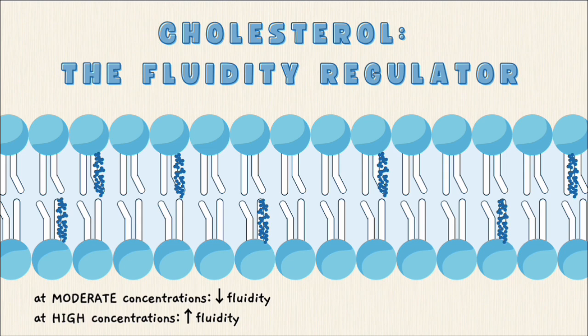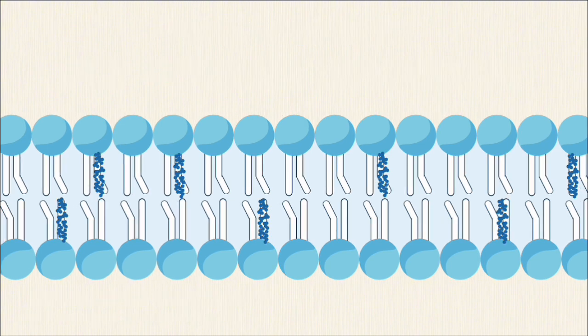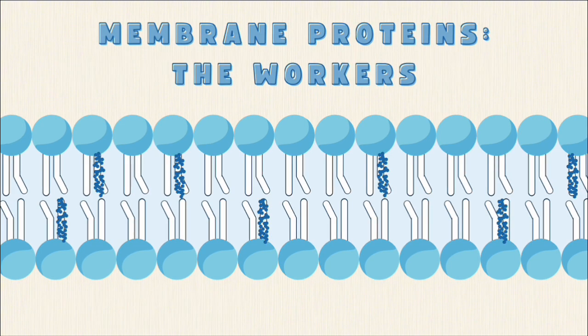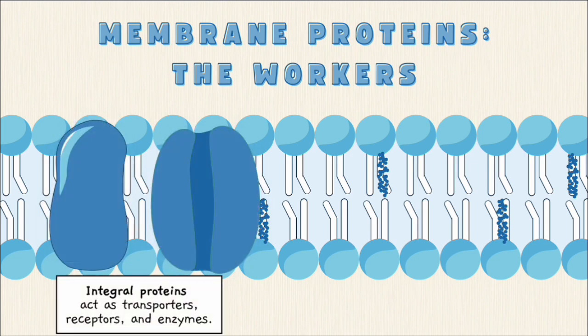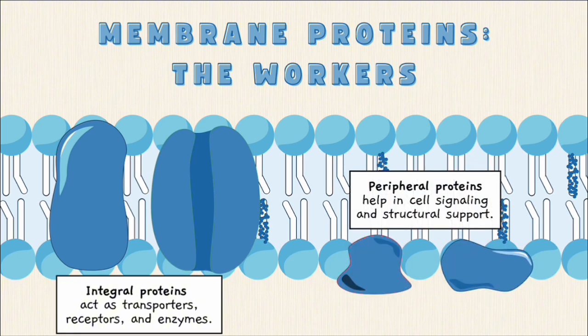Now, let's talk about proteins, the real workforce of the membrane. There are two types of proteins in the membrane, namely integral proteins, which are deeply embedded and act as transporters, receptors, and enzymes. Peripheral proteins, which are loosely attached and help in cell signaling and structural support.